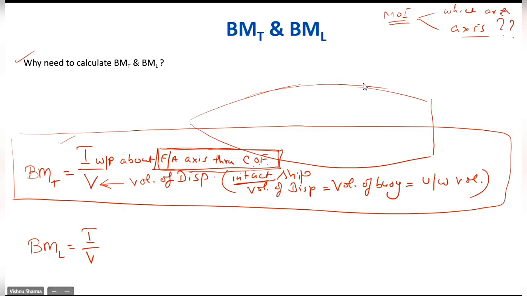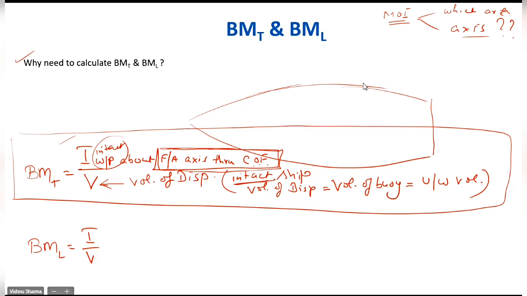What was the area of interest in COP? It was the immersed area. What is the area of interest here? It's the intact water plane. You can use the word intact actually, intact water plane. So we will not have a problem even when we start building in the next topic. So I is the intact water plane, its moment of inertia about the fore and aft axis through the COF.